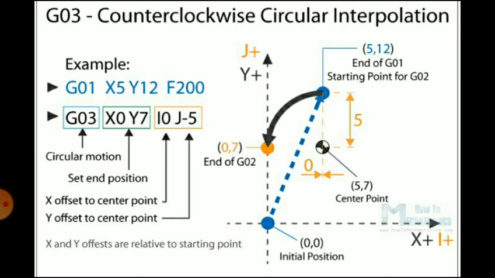So you can see here, the starting point for the arc has the coordinates 5,12. This is the starting point, and the end point is 0,7. That is the end point of the arc. You can see the direction, it is anti-clockwise. So the code will be G03 for anti-clockwise motion. Then the end point of the arc is X0, Y7, and the I and J coordinates will be I0 and J5 from the center, or simply you can write R5 instead of I and J coordinates.